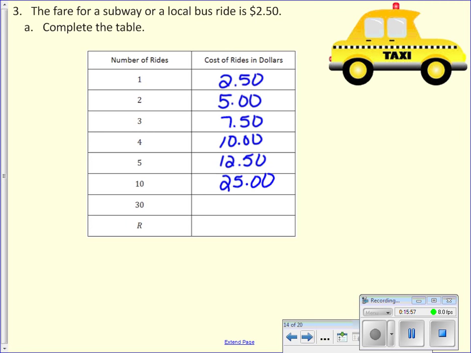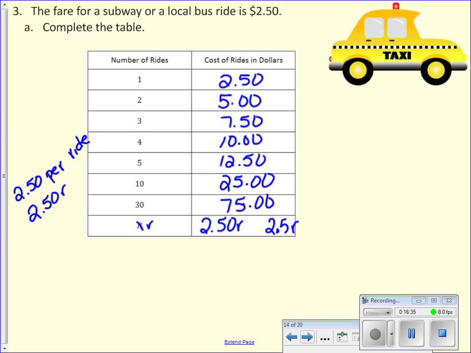What's 30? Ooh. So 10, 3 times. $75. So what did we do for each ride? How much is it per ride? $2.50 per ride. So we could either write it $2.50 per ride, or you could say 2.5 R, because as you know in decimals we don't have to have that last zero.